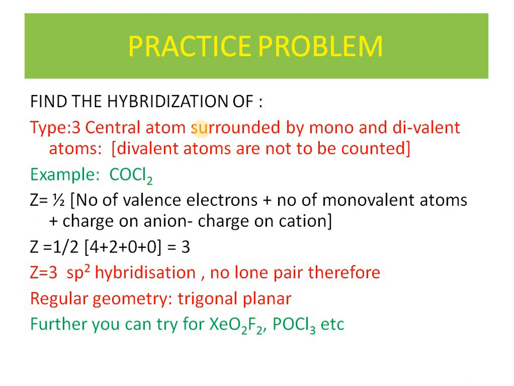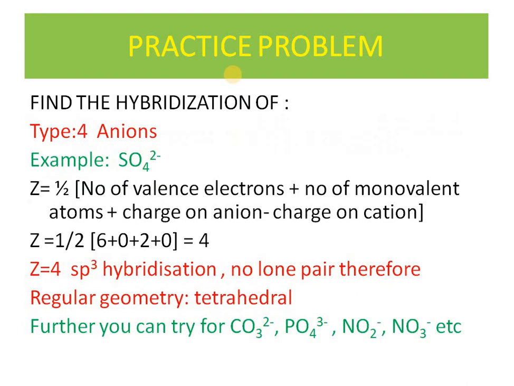The angle is 120 degrees. How is this angle calculated? The total is 360, and 360 divided by 3 is 120. This is the way to calculate it. You can practice further for COF2 and POCl3. You will be asking, sir, how do we check whether the answer is right or not? You can just type on Google, what is the hybridization of POCl3. You will verify it; you have to do something to get something.